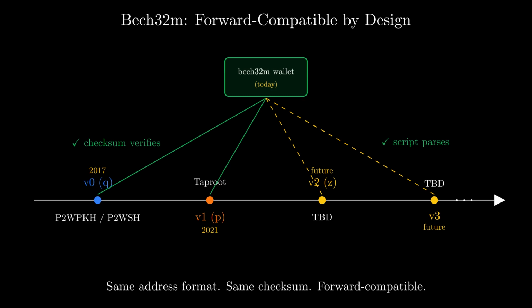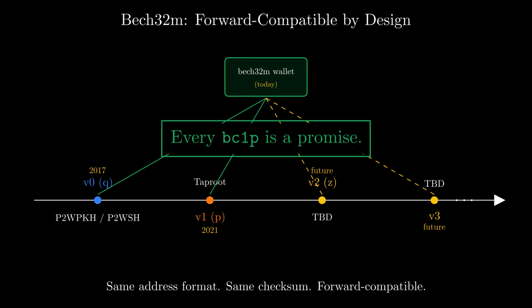The only ecosystem-wide upgrade needed is on the receiving side. Build on Bech32m, use the official test vectors, treat the witness version as opaque, and your wallet stays usable as Bitcoin evolves. Every bc1p you see today is a small promise. The next version of Bitcoin will not make your wallet obsolete.